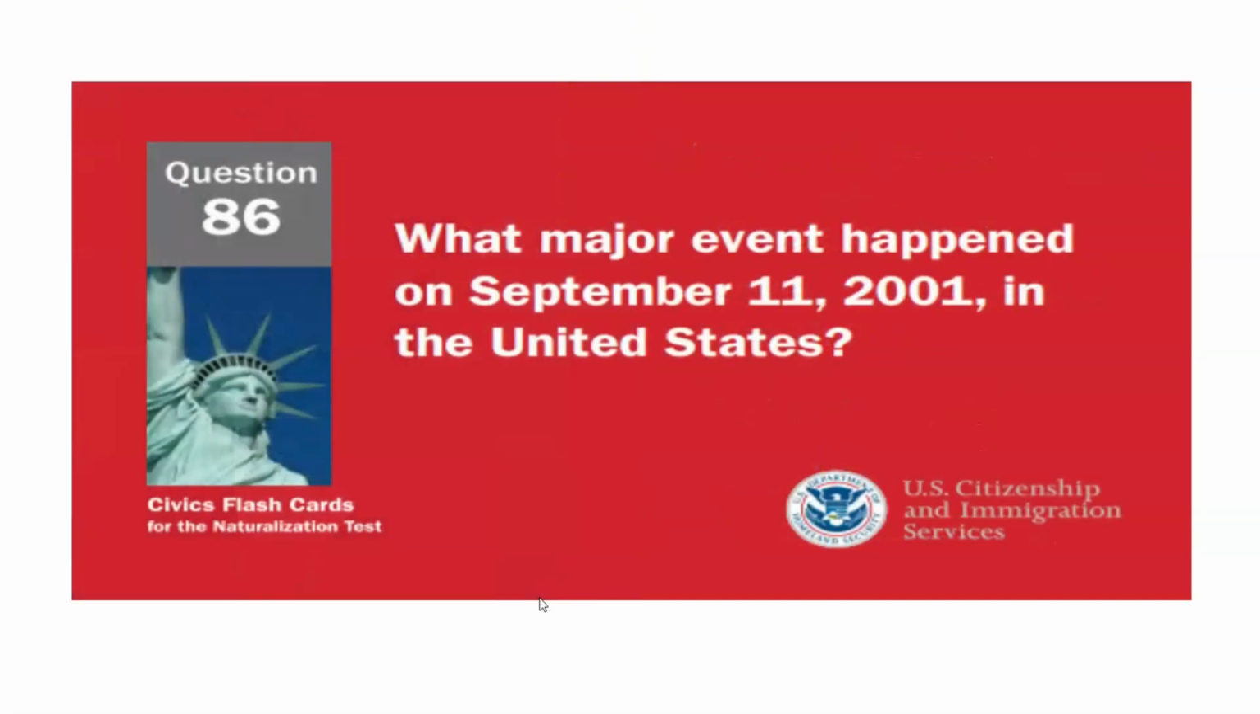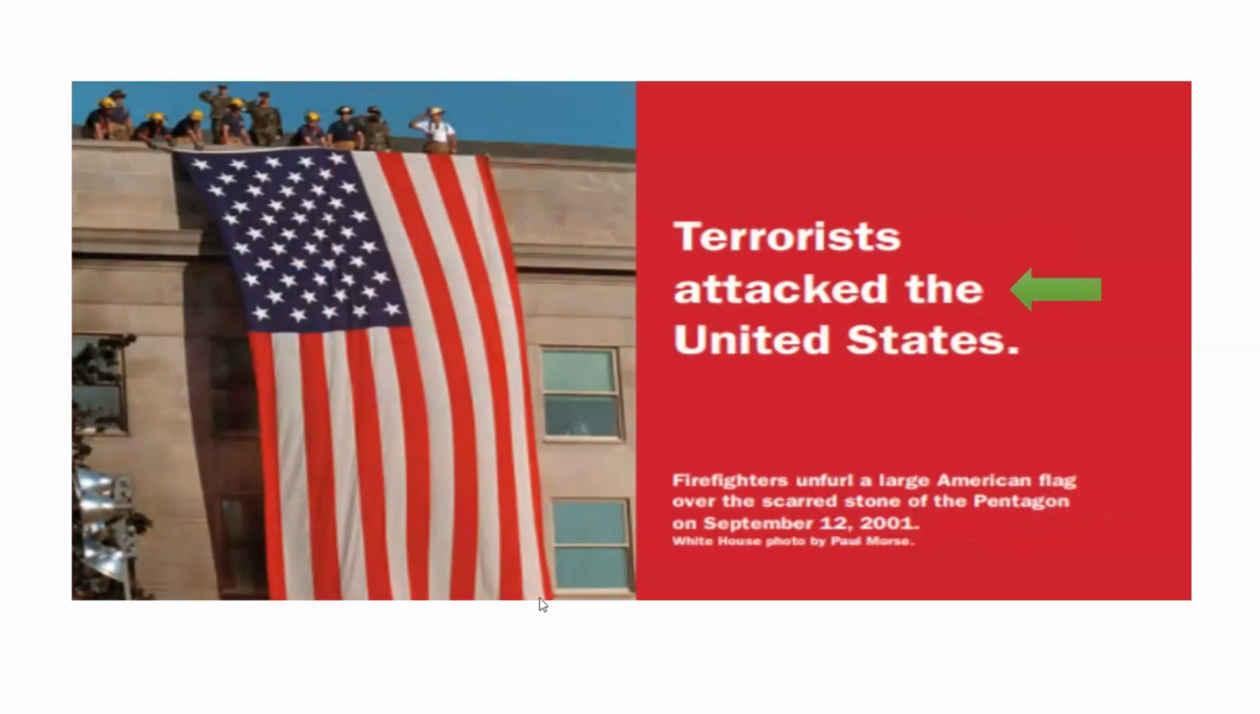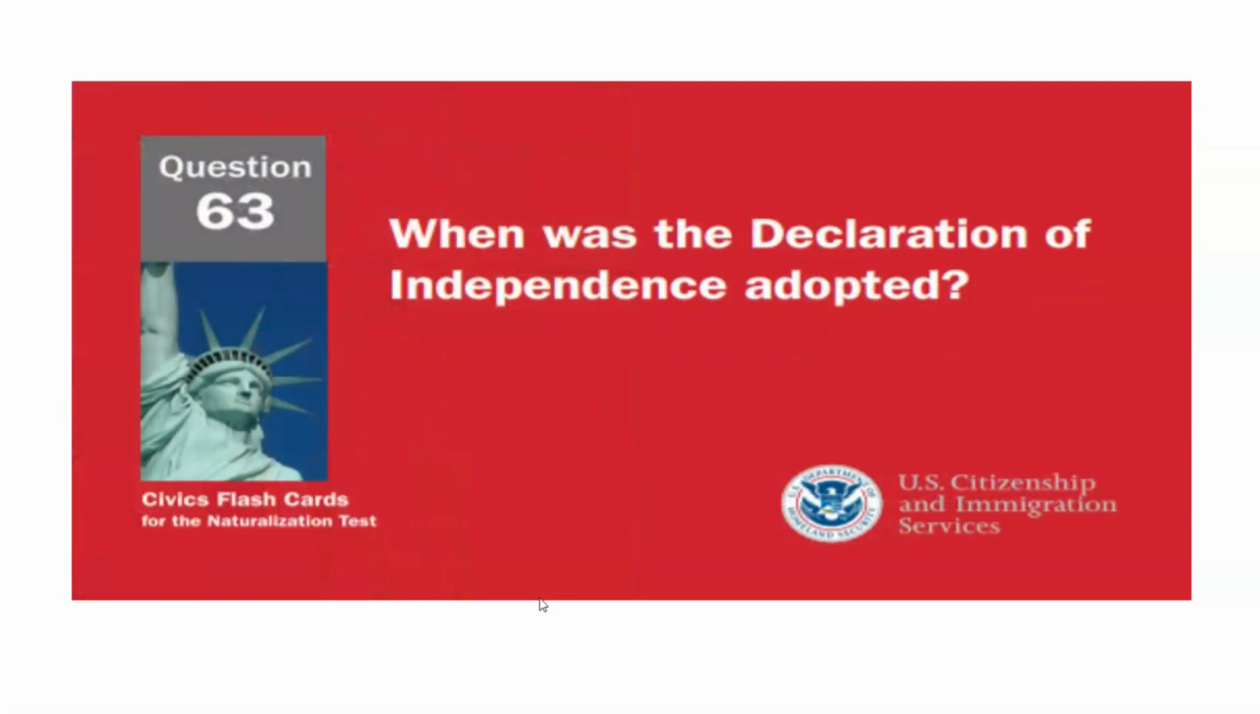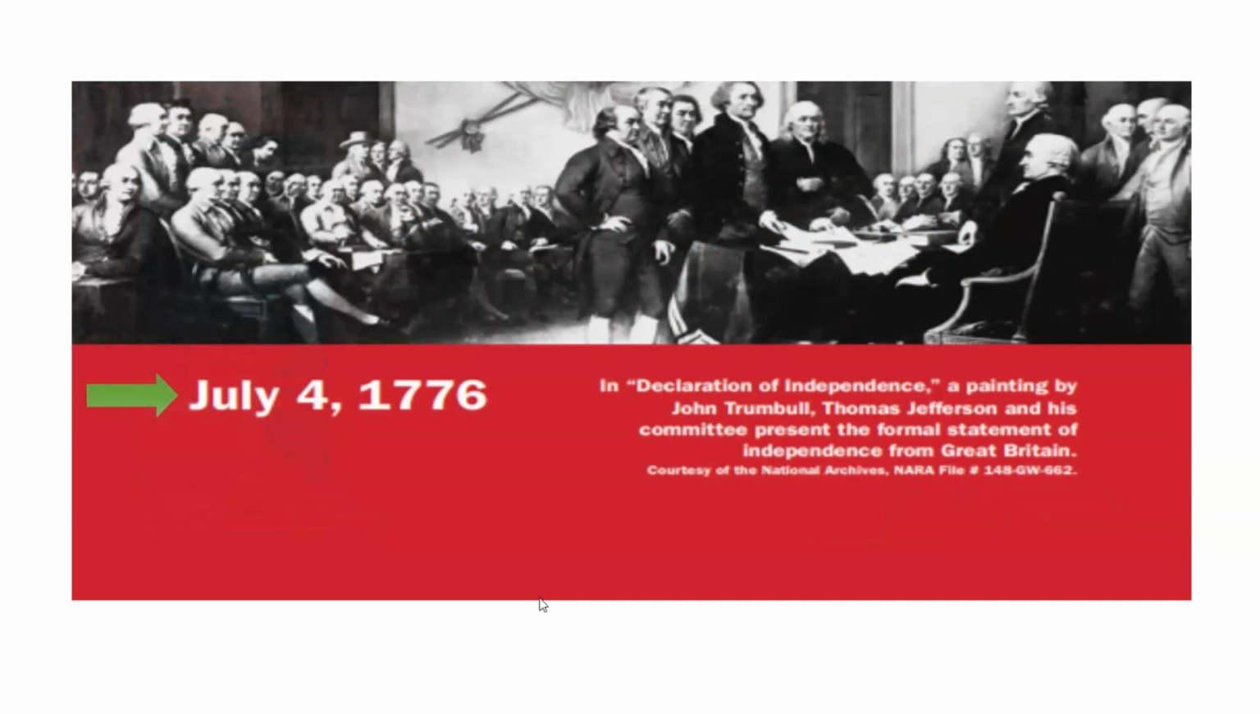What major event happened on September 11, 2001 in the United States? Terrorists attacked the United States. When was the Declaration of Independence adopted? July 4th, 1776.